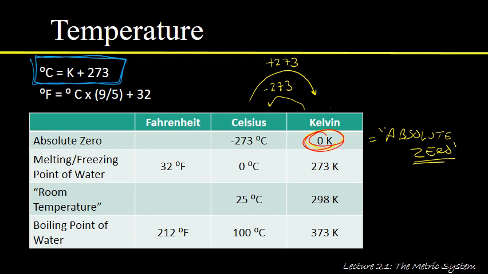All right, you should know a couple of important temperatures. You should know absolute zero. I just wrote that over there on the side, but it's actually here in the table too. Absolute zero is 0 degrees Kelvin, which of course, if you just do the math, has got to be negative 273 Celsius.